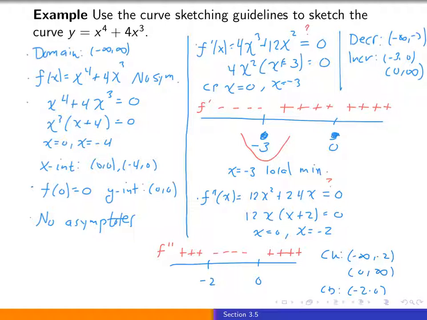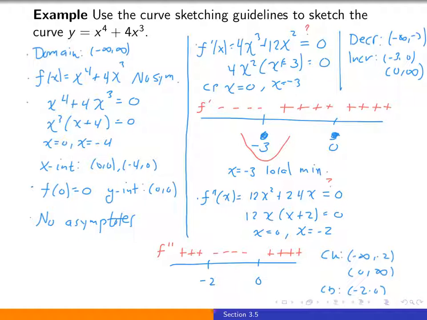And at this point, we've gathered all of the relevant data that we are going to use to sketch the curve. So let me just recap here because I know there's a lot going on. We have found the domain. Noted in this case there is no symmetry. Found the x-intercepts and the y-intercepts. Noted that there are no asymptotes. That took care of more of the algebra-specific portions.